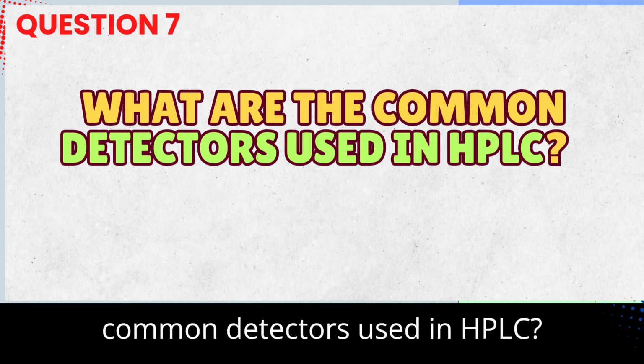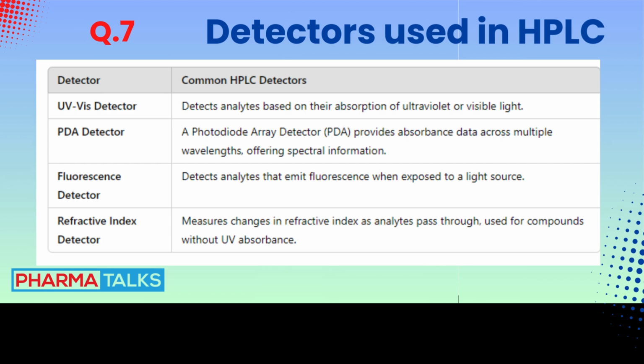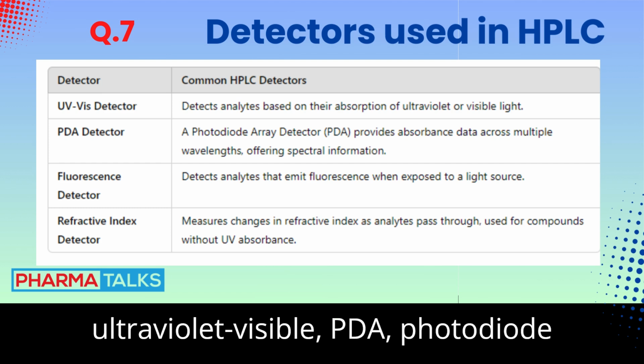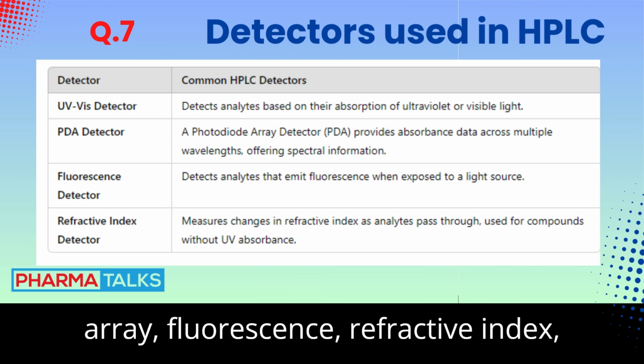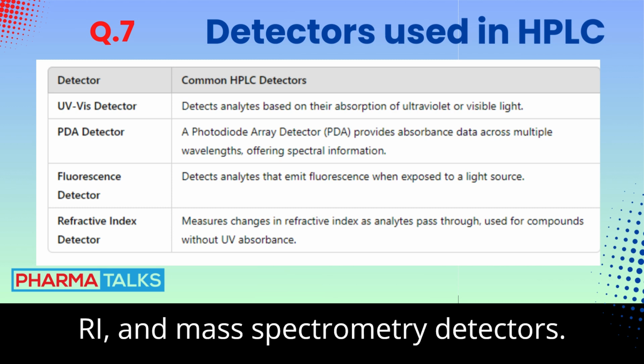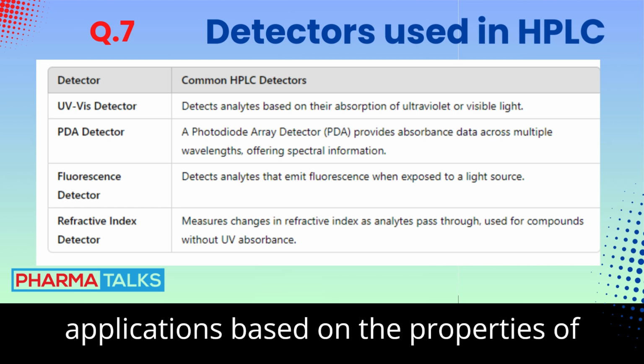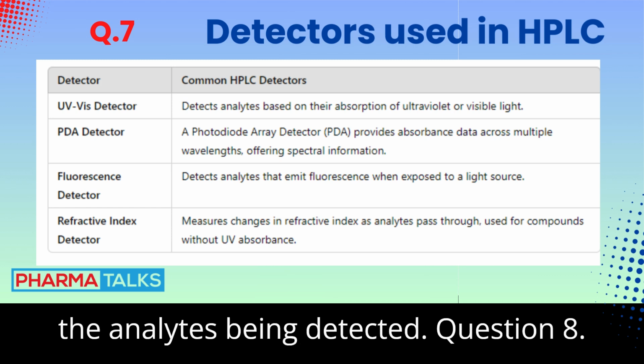Question 7. What are the common detectors used in HPLC? Answer. Common detectors include UV-Vis (ultraviolet visible), PDA (photodiode array), fluorescence, refractive index (RI), and mass spectrometry detectors. Each type of detector has specific applications based on the properties of the analytes being detected.